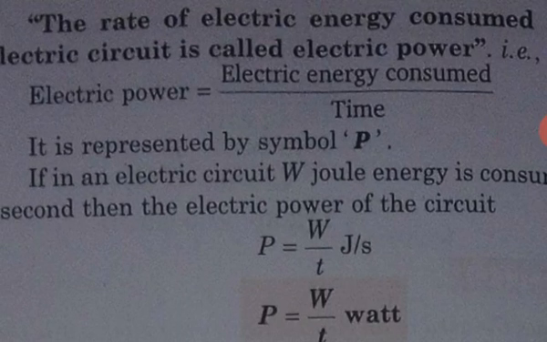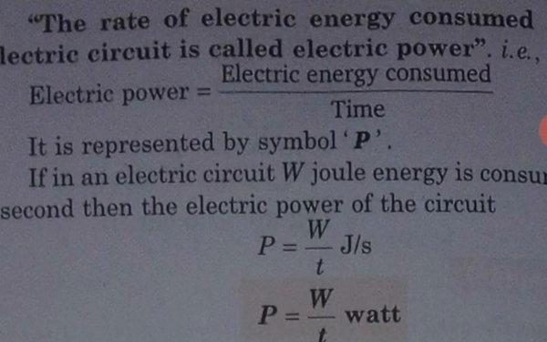And the next is electric power. The rate of doing work by a body is known as its power. In other words, we can say that the power of a body is the amount of work which is done by the body in unit time.